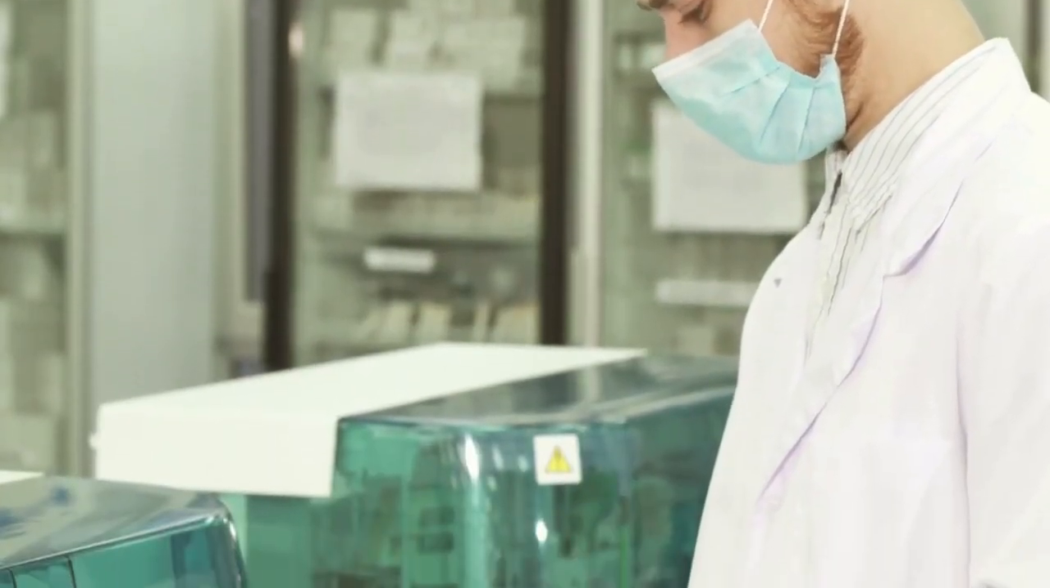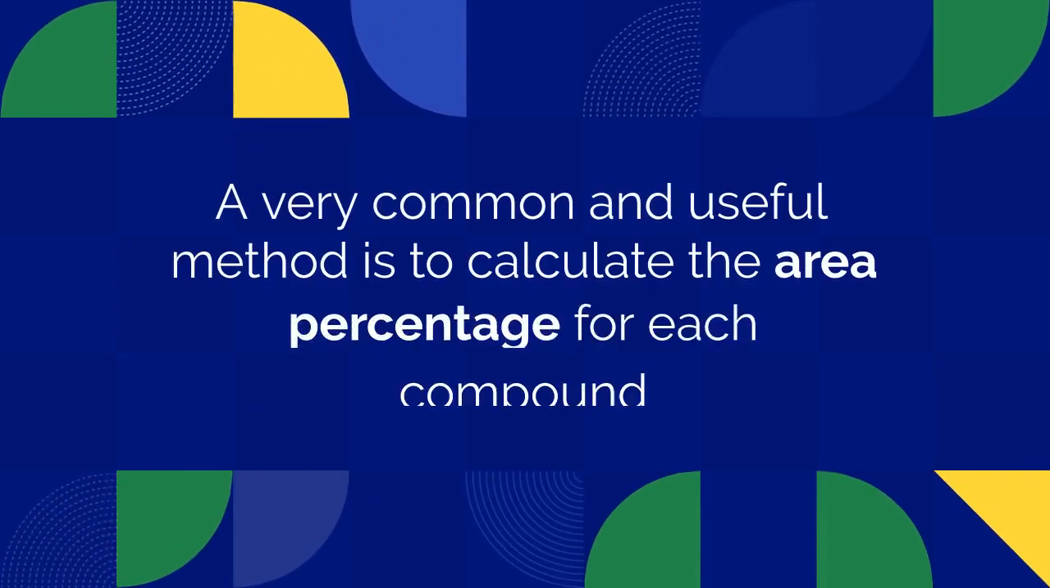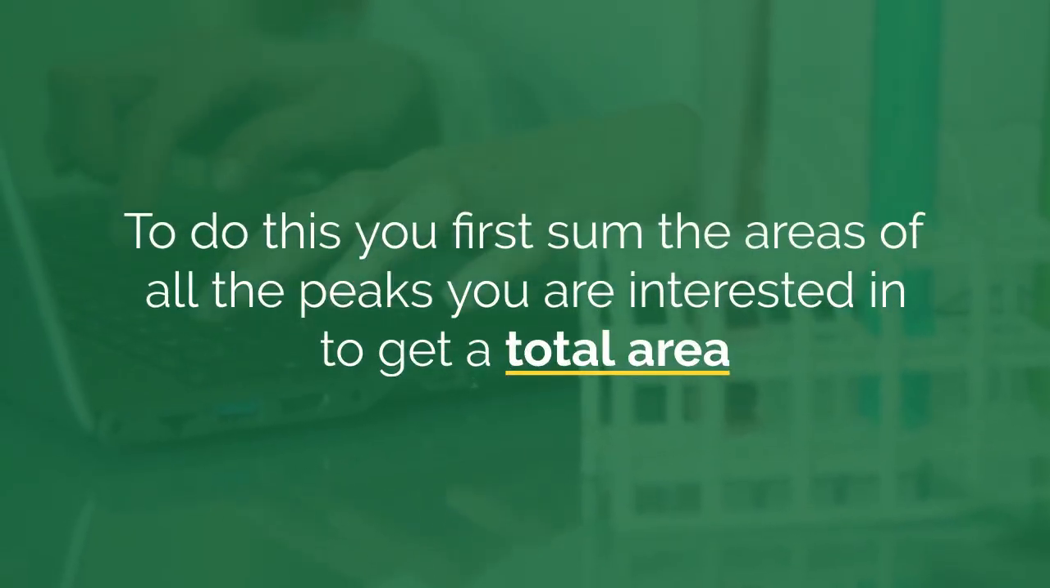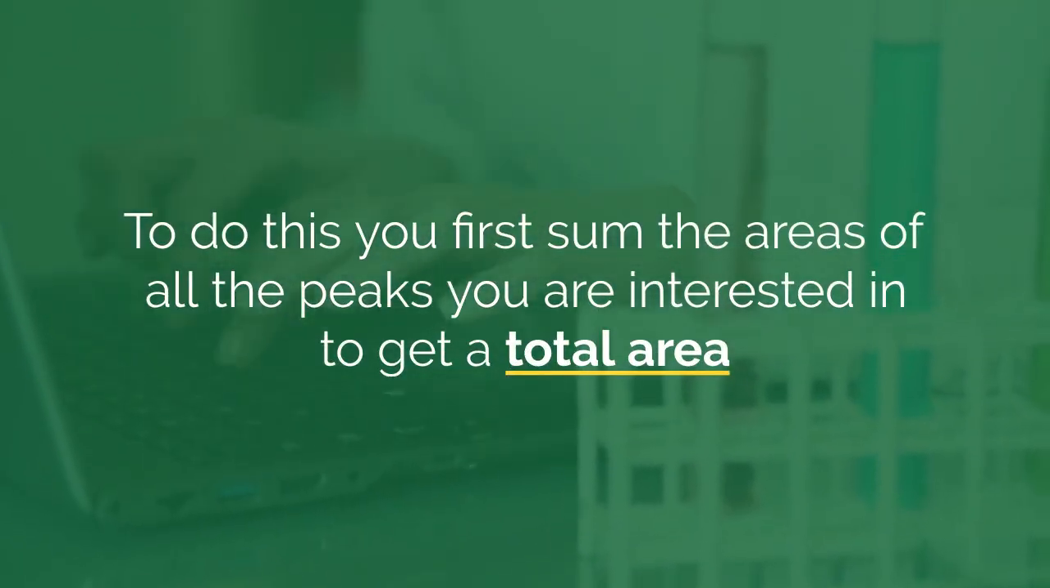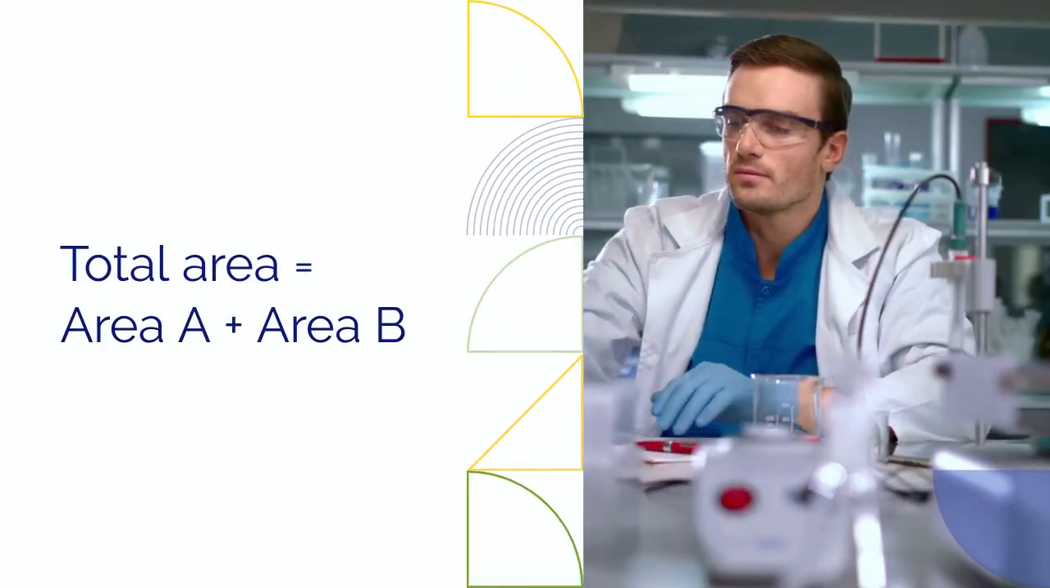Once you have the integrated areas for your peaks, let's call them area A and area B, the calculation is easy. A very common and useful method is to calculate the area percentage for each compound. To do this, you first sum the areas of all the peaks you are interested in to get a total area. For example, total area equals area A plus area B.